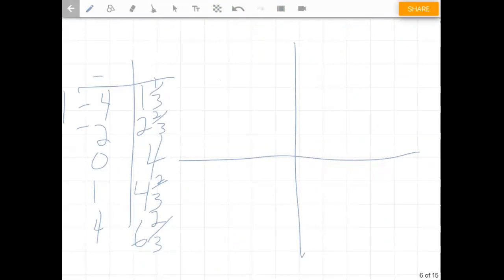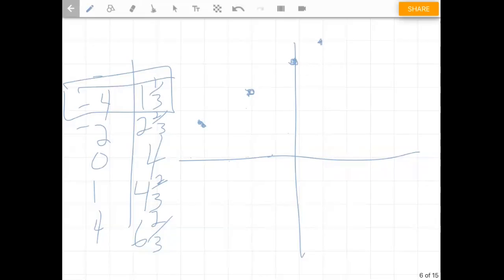So we have -4, 1 1/3. So you go to -4, 1, 2, 3, 4. 1 1/3 would be about right there. -2, 2 2/3. So you go to -2, 1, 2 2/3 is about right there. 0, 4. So 0, 1, 2, 3, 4. 1, 4 2/3. So 1, 1, 2, 3, 4 2/3. And then 4 would be up off my graph.